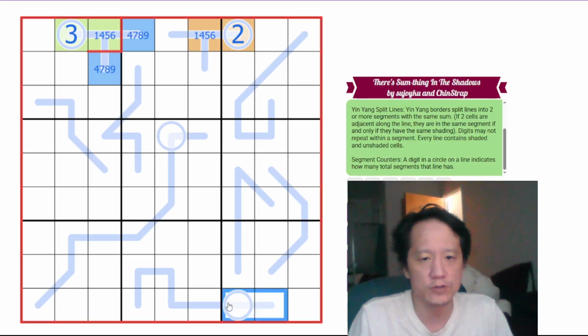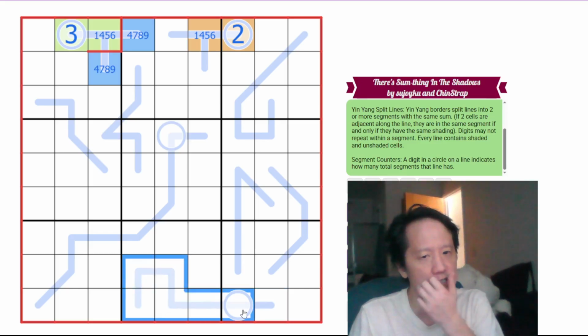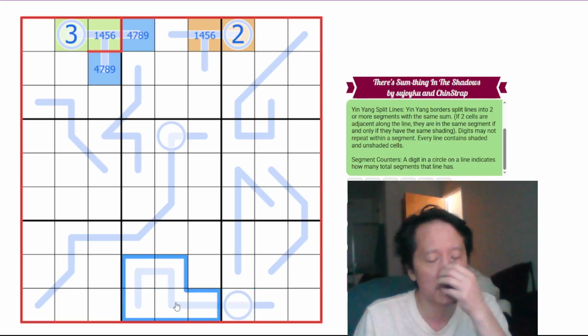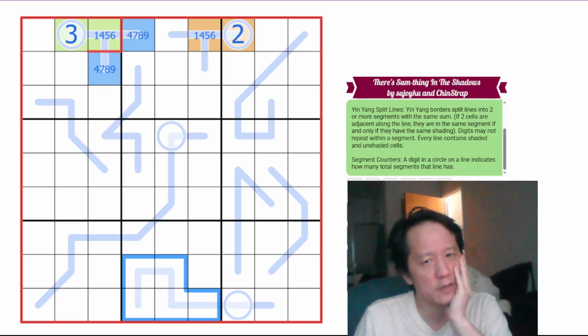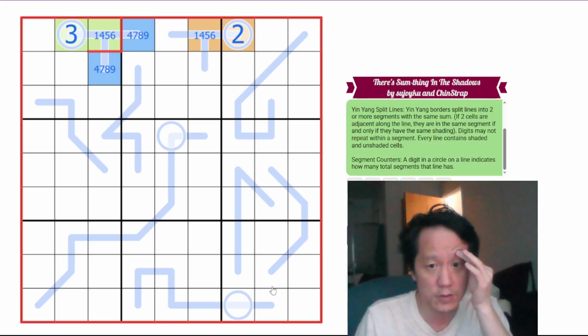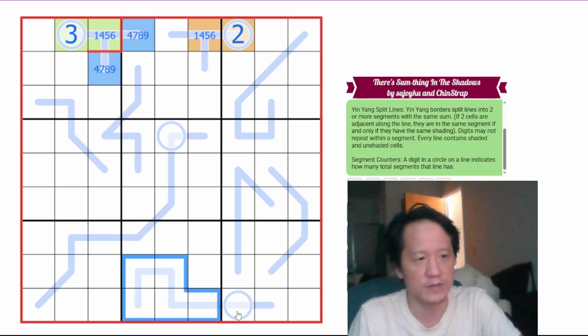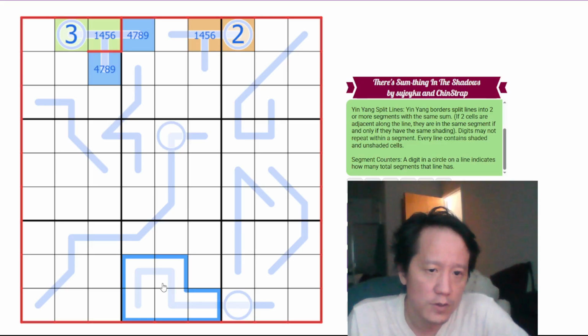This is 1, 2, 3, 4, 5, 6, 7, possibly. But it can't really be 7 segments because if it's 1, 2, 3, 4, 5, 6, 7, all of these digits are the same and there's too many repeats. What about 6? I don't think 6 is possible, right? If you had 6, you would have to divide at least that way. But then all 3 of these would be the same. It would be the same for that.